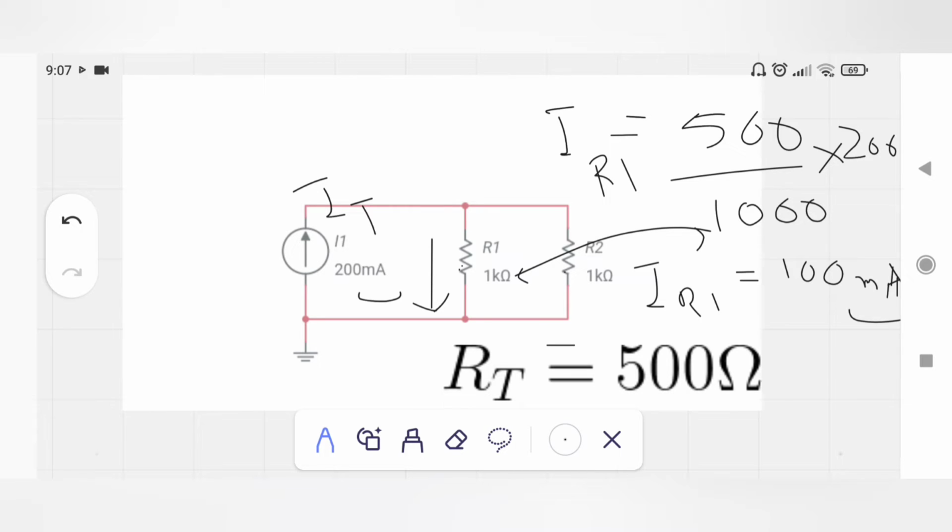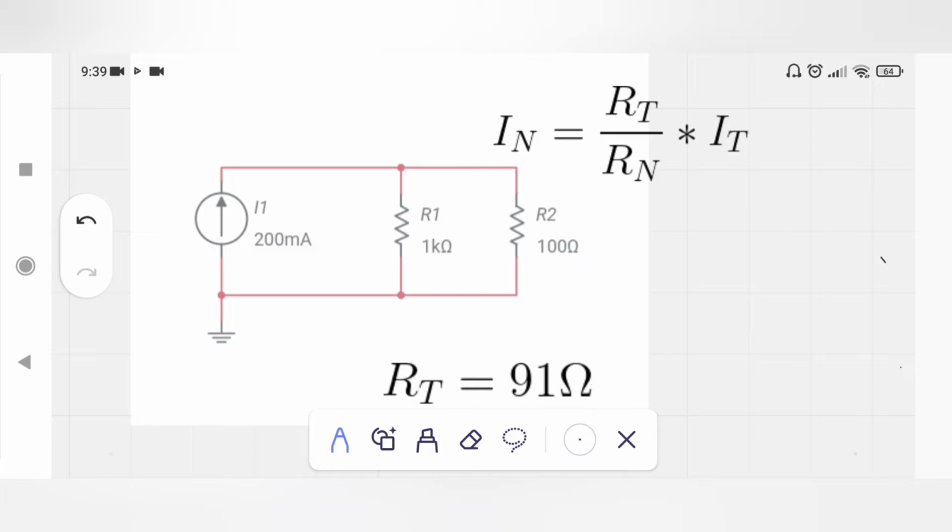Similarly, R2 has the same value as R1, so IR2 is also 100 milliampere. No need to calculate because both resistors have the same values.